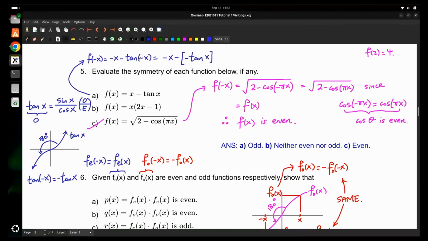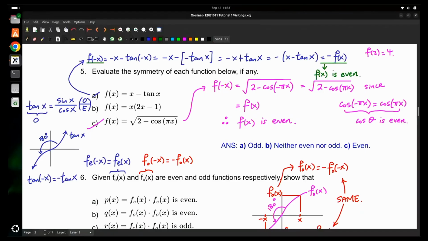Because tangent of minus x equals minus tangent x. So isn't this a minus x plus tangent x? But minus x plus tangent x is the same as a minus of x minus tangent x. So you notice that this is x minus tangent x. This is minus of x minus tangent x. So therefore this is minus f of x. So f of minus x equals minus f of x. So must be even. So this and this will give you f of x is even.